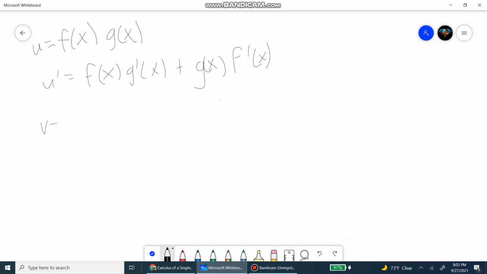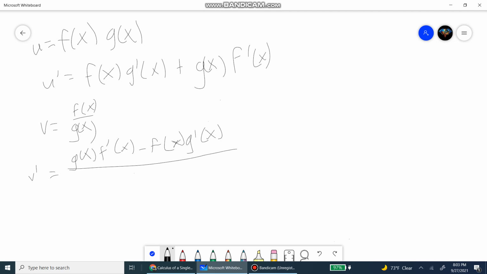Then you have quotient rule. So you have a function on the top and then a function on the bottom. The derivative equals, it's another formula, g times the derivative of f minus f times the derivative of g, all over g of x squared. And we can do two examples, one of each.